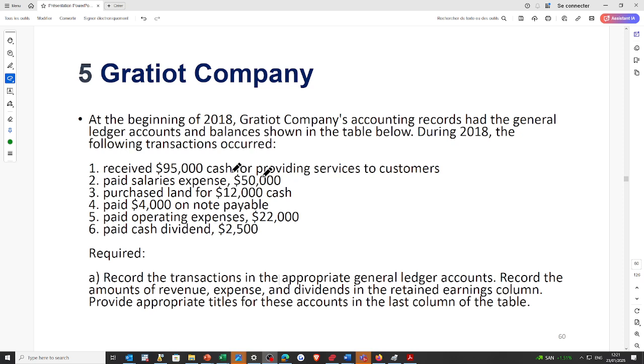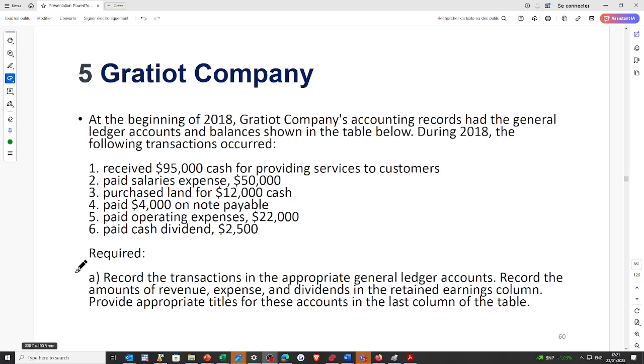Okay, the company receives 95,000 in cash for providing services to customers, pays salary expense, purchases land, pays 4,000 of notes payable, pays operating expense, etc., and pays a cash dividend.